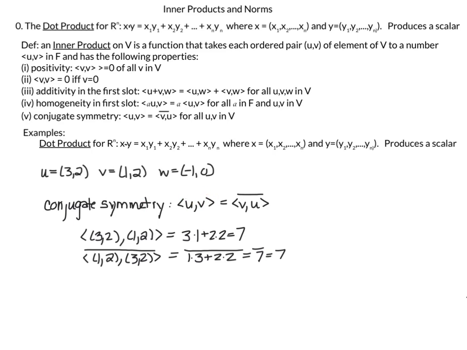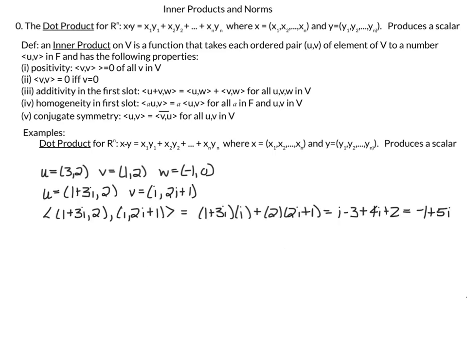So we'll look at the inner product of uv, that is the inner product of 3, 2, and 1, 2, and we get 3 times 1 plus 2 times 2, which is 7. Compare that to the complex conjugate of the inner product of vu. So we have the inner product of 1, 2 with u, 3, 2. So that's 1 times 3 plus 2 times 2, which is 7, and we take the complex conjugate. There's no imaginary part, so that's simply equal to 7. And you can see that the dot product follows the conjugate symmetry property of inner products.